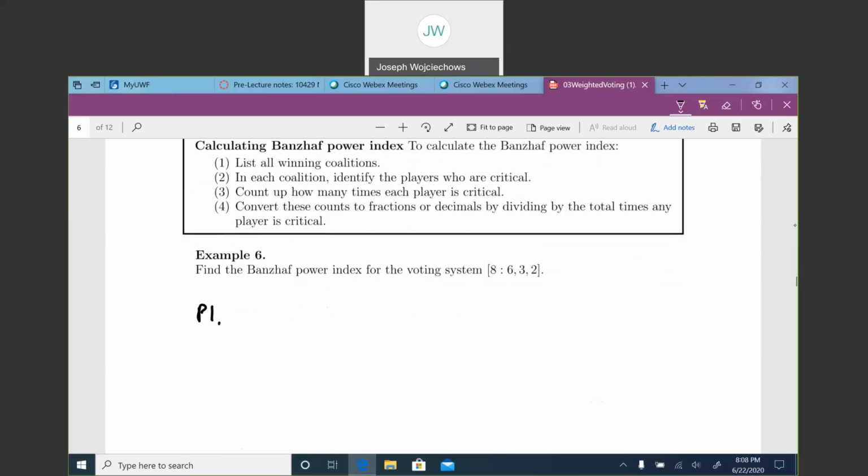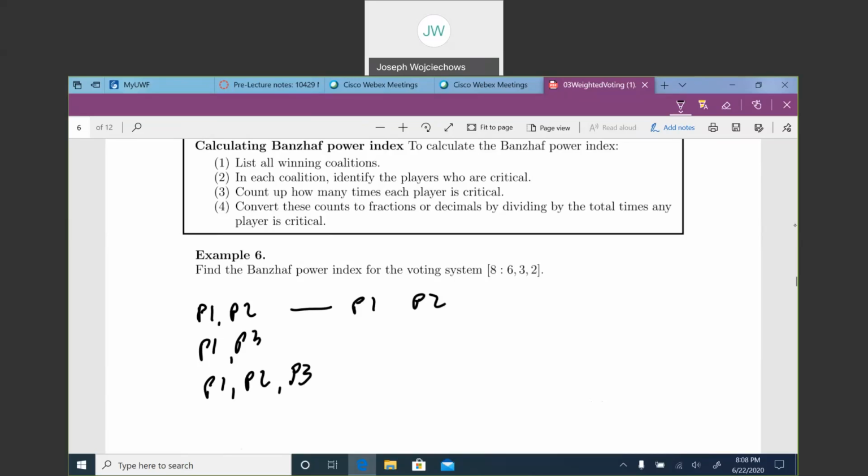Now P1, P2 would give us 9. And P1, P3 would give us 8. P2, P3 would give us nothing. So, next, in each coalition, identify the players who are critical. Well, in all the, oh, there is one more. P1, P2, P3. So in this coalition here, both of them are critical.